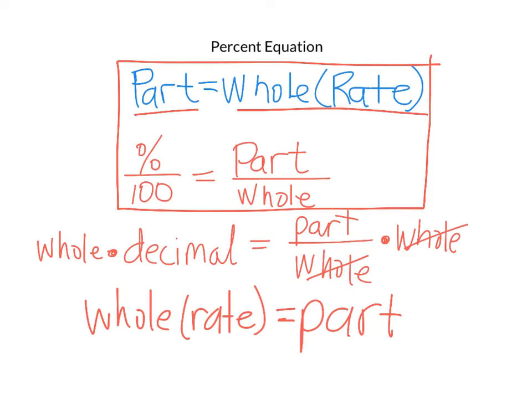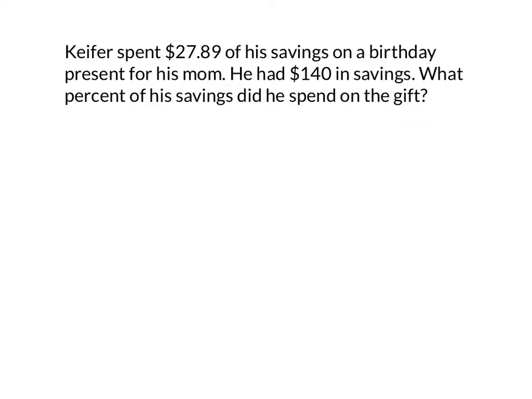So in these, try to do, for instance, Keifer spent $27.89 of his savings on a birthday present for his mom. He had $140 in savings. What percent of his savings did he spend on the gift? Your homework's going to ask you to do it as a percent proportion and as an equation. They want you to see how they're similar, how they're a little different, and maybe get used to both of them.